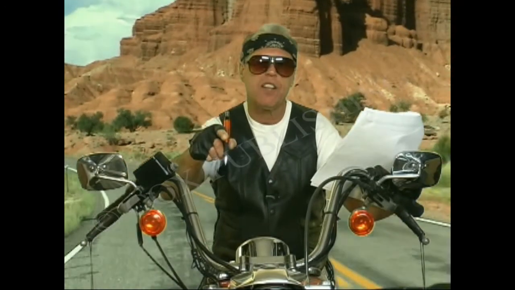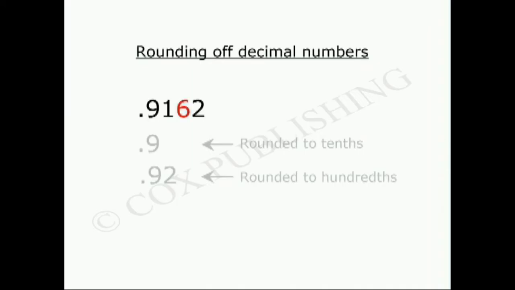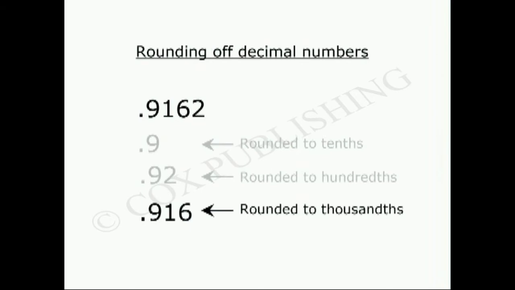Irving, can you round off the original number to the thousands place? Yep, the 6 is in the thousands place, and the number next to it is smaller than 5, so I just drop the last digit and keep the 6 the same. So that number rounded off to the thousands place is 916 thousandths. Very good. Now let's look at one more example to make sure we know how to round off decimal numbers.